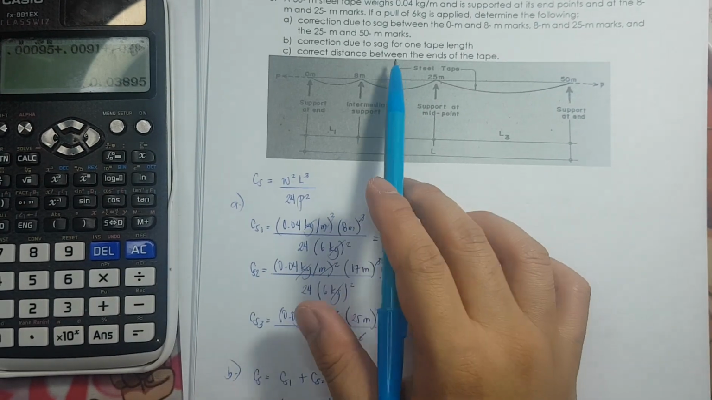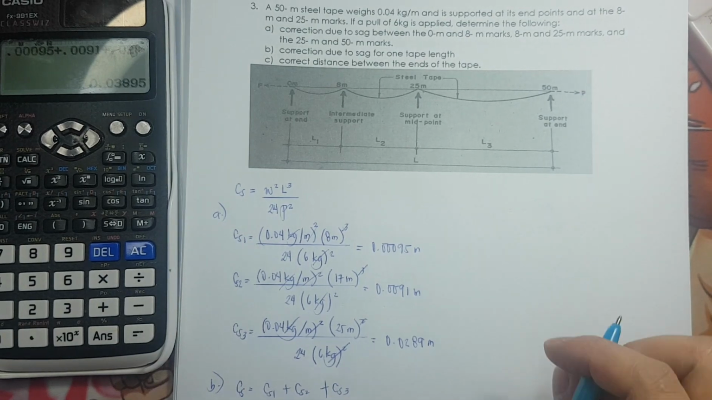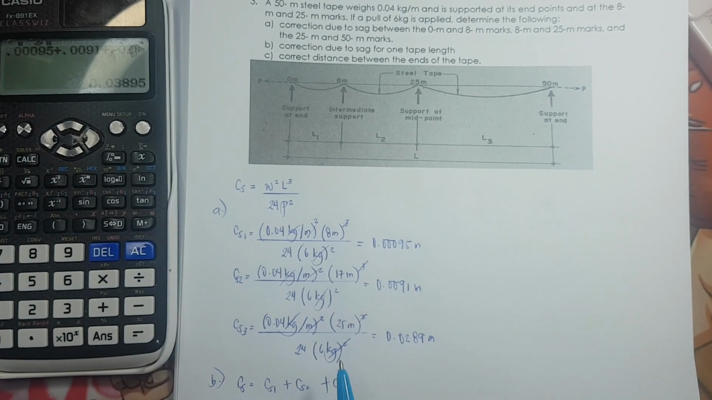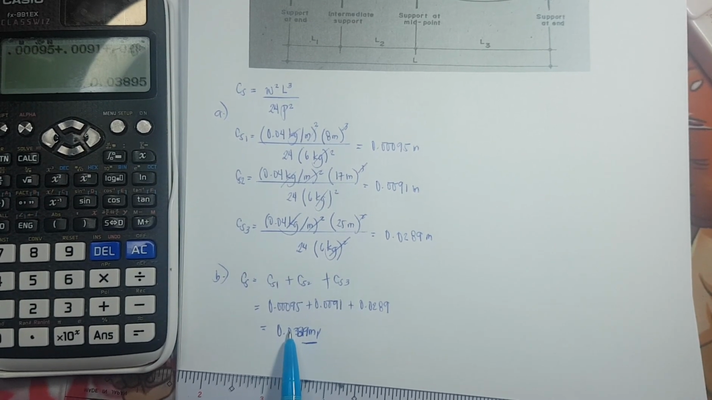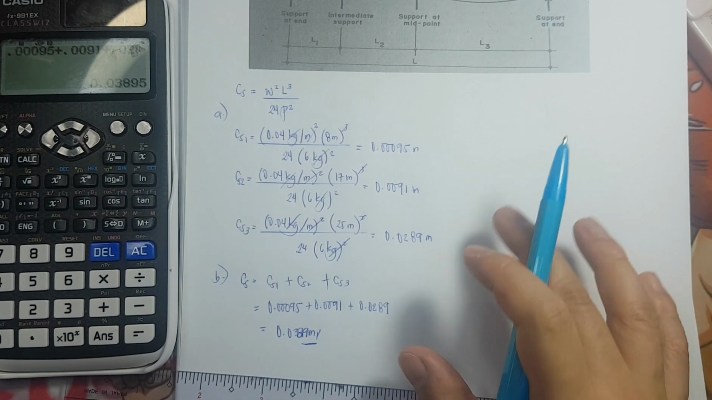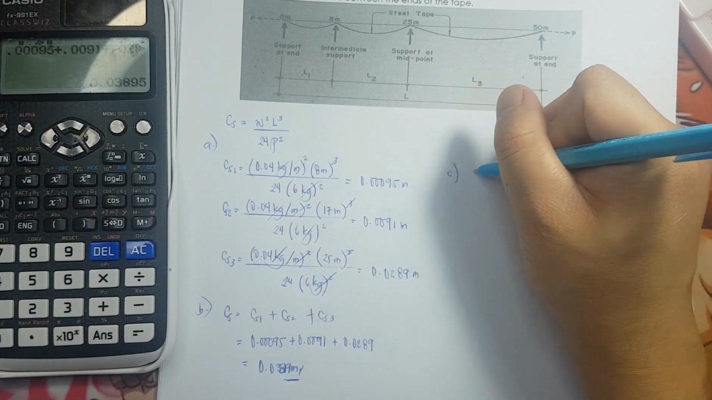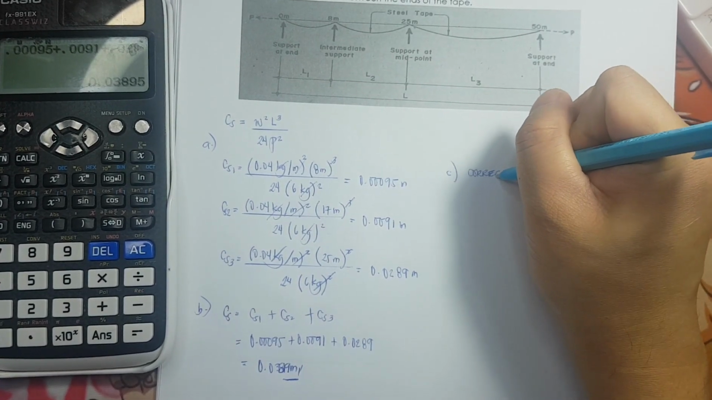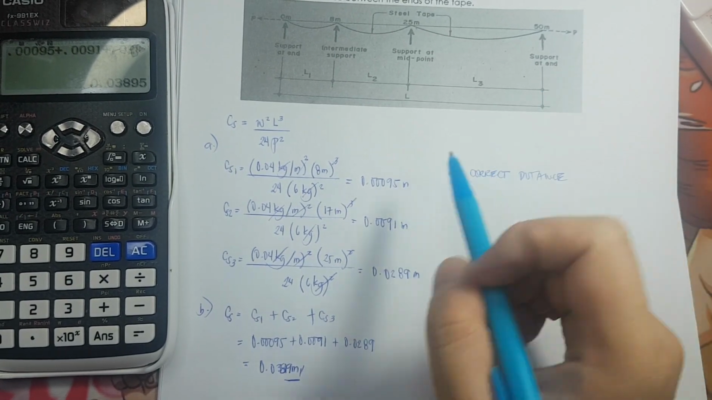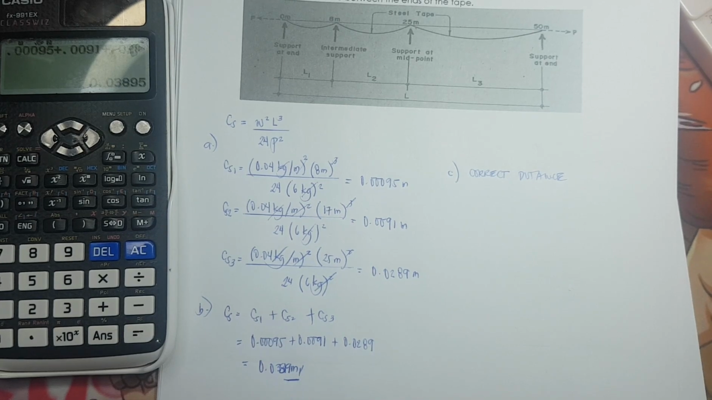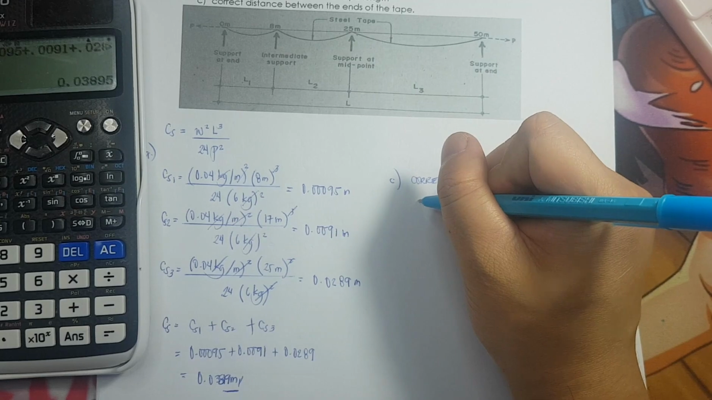Then, the correct distance between the ends of the tape. Now, be careful with this one. It does not mean that because this is positive, you're going to add that to your 50 meter steel tape. So, the correct distance, this is letter C. Just because this is positive does not mean you're going to add. Okay? So, we have here 50 meters.